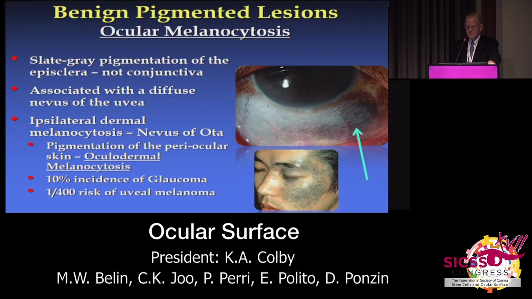Ocular melanocytosis is a slate gray pigmentation of the episclera. It's not truly the conjunctiva. It's really the episcleral tissue under the conjunctiva, and it's associated with a nevus of Ota, like you see in the lower picture. This is a facial pigmentary disturbance. It's an ipsilateral dermal melanocytosis, and the importance of this diagnosis is the incidence of glaucoma is as high as 10%, and it does have a slightly increased risk of uveal, not conjunctival, but uveal melanoma.